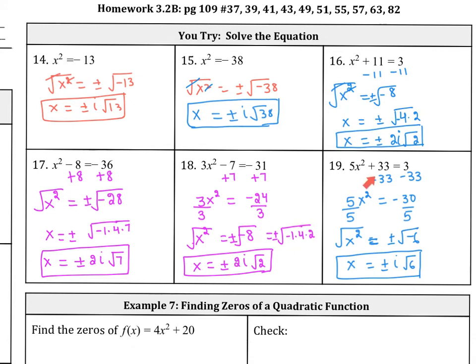For number 19, subtract 33 on both sides. You get 5x squared equals negative 30. Divide by 5 on both sides. You get x squared equals negative 6. And then you're going to take a square root on both sides. So square and square root cancel. You got x equals plus or minus i square root 6.